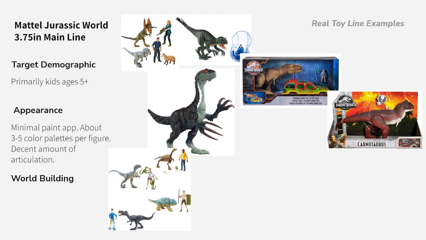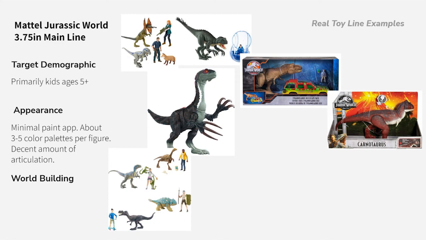Appearance, minimal paint applications, about 3 to 5 color palettes per figure. And what I mean by that is if you take a look at each printed part on a figure in this toy line, there will only be so much variety in color. Often you hear adult collectors complaining about why something's inaccurate. Like, why is this eye color inaccurate? Or why is this marking not correct? It usually comes down to cutting costs and using a color that can serve the most purpose while keeping whatever you're making looking fairly accurate.